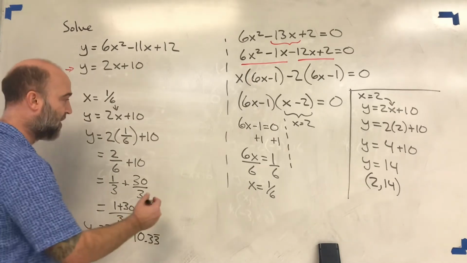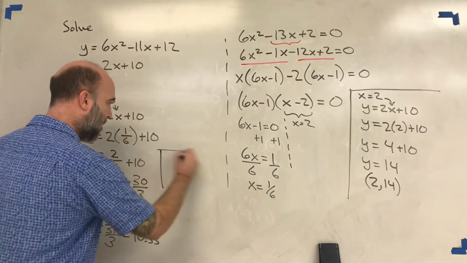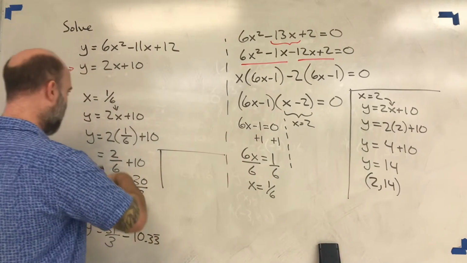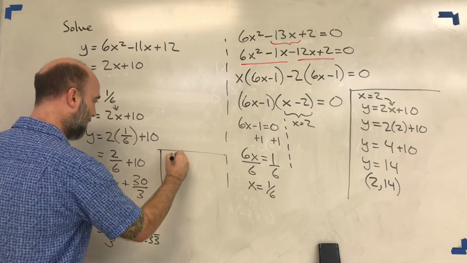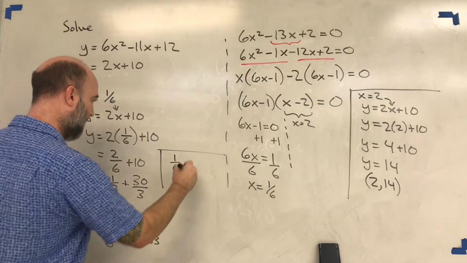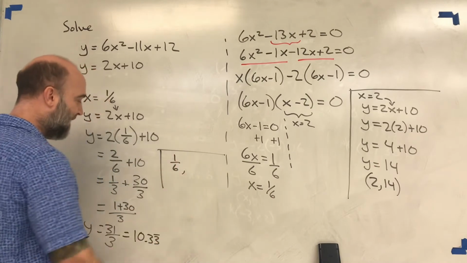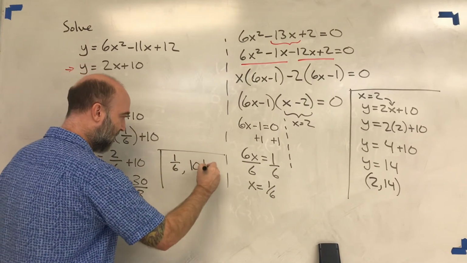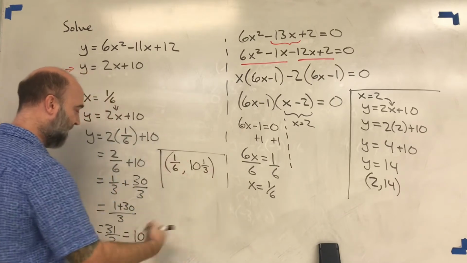All right, so this is our ordered pair now. Our ordered pair is, the x value is 1/6, comma, the y value is, I have this as a fraction, so I'll write it as a mixed number, 10 and 1/3. Okay, that's the same thing as what I got here.